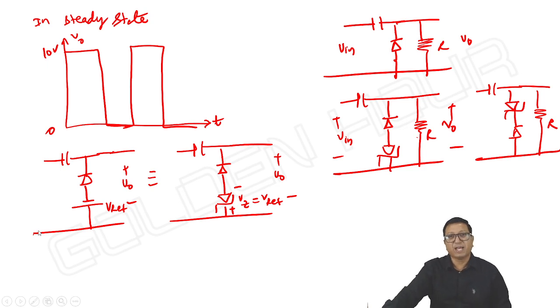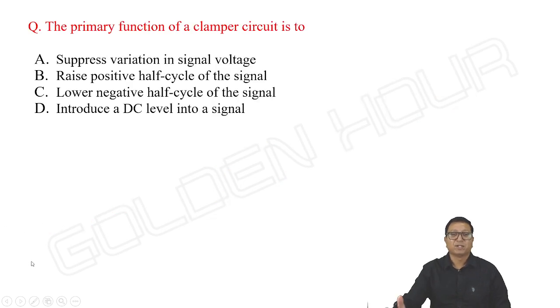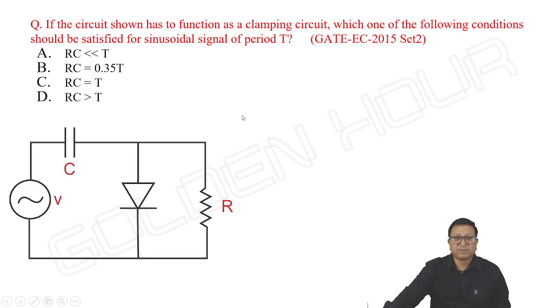Even clippers also, we discussed ample examples. Let us have a look at some problems on these clampers. The primary function of a clamper circuit is that it introduces a DC level into a signal. It adds a DC. These are called DC inserters or DC restorers. Second one, if the circuit shown has to function as a clamper circuit, which of the following conditions should be satisfied for a sinusoidal signal of period capital T? The time constant should be large. So, a straightforward question.